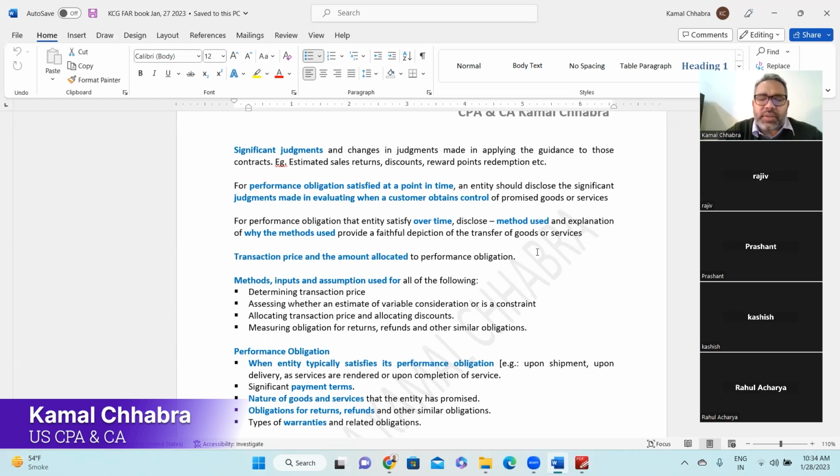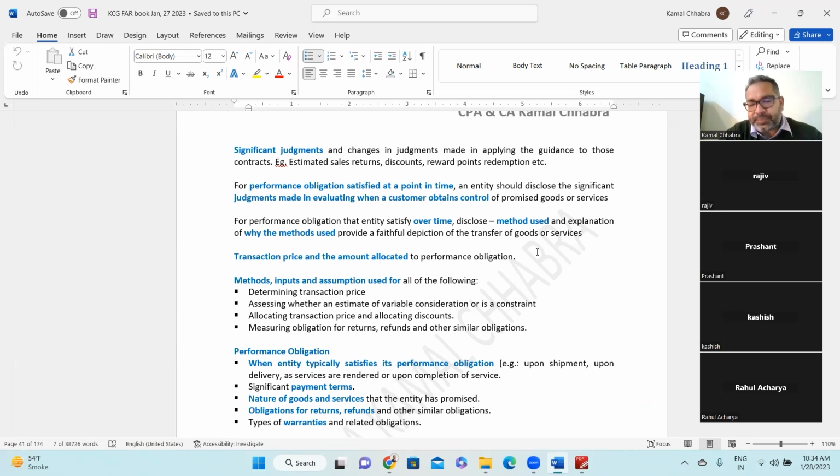So ASC 606 mandates that, whether you are a private company or a public company, an issuer or a non-issuer, you must disclose significant judgments, and changes in judgments, made in applying the guidance to those contracts. When you are evaluating a contract, there are so many judgments you may make.